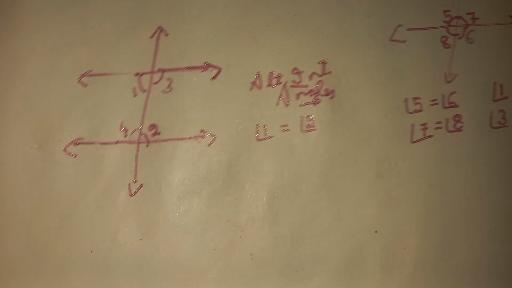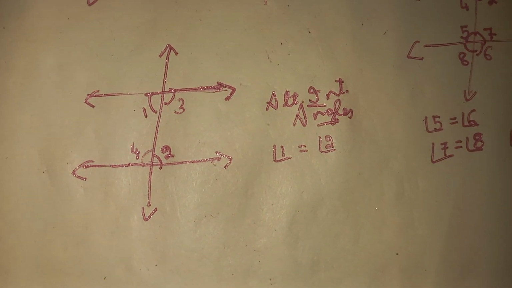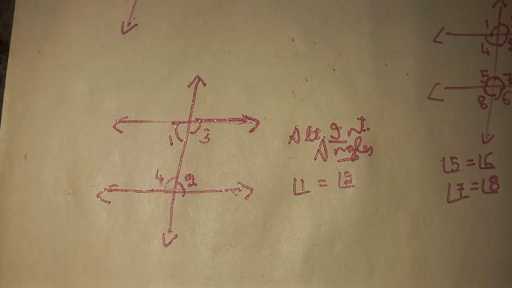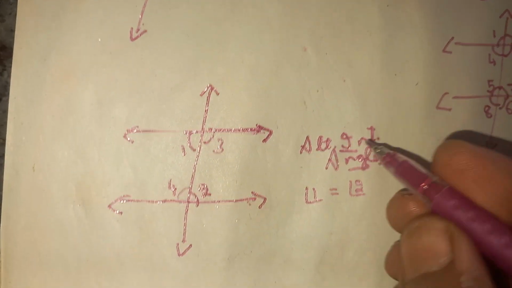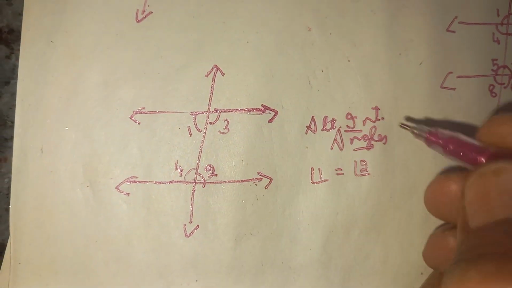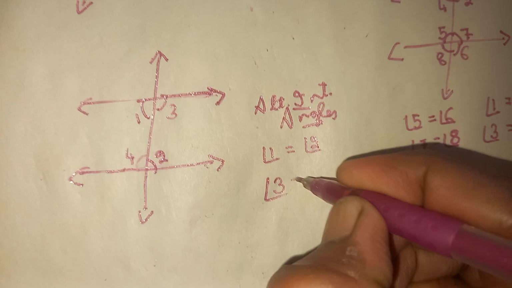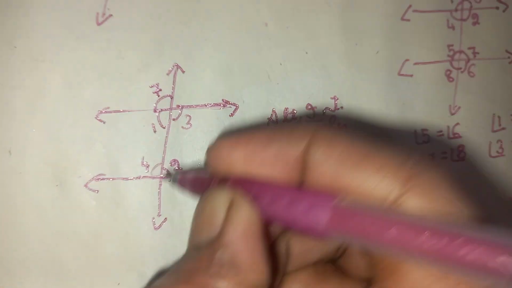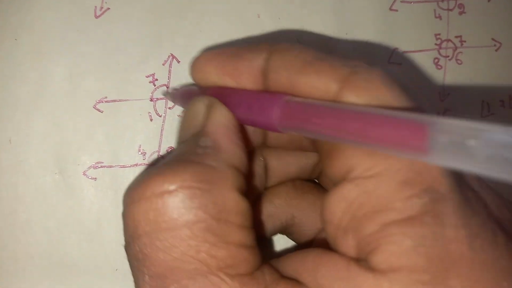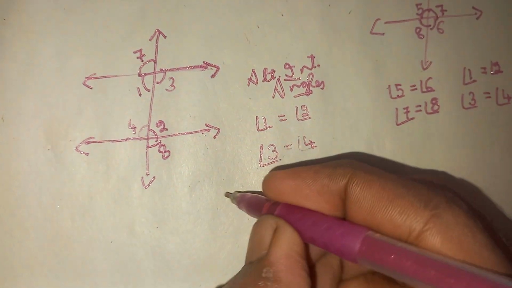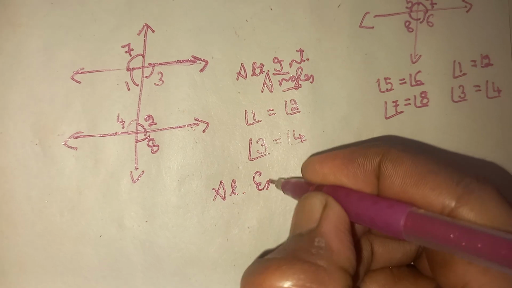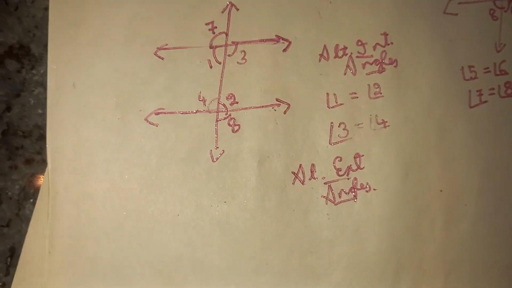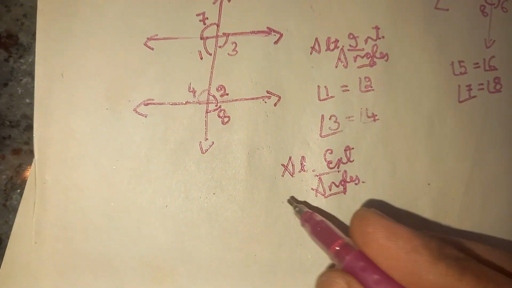Now I'm going to tell what alternating exterior angles are. In the same way, take this one: angle 1 and 2 are equal, and angle 3 and 4 are equal. Here angle 3 is equal to angle 4. Now angle 7 and 8 are both exterior but alternating. They are known as alternating exterior angles, here angle 7 and angle 8.